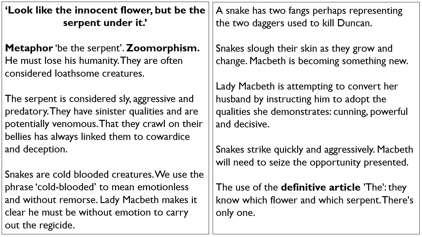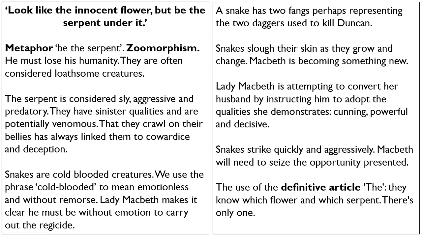A snake has two fangs, and that possibly represents the two daggers that Macbeth uses to kill Duncan, and that perhaps tells us that at that point he has become the snake. He's fulfilled that destiny. Snakes also slough their skin as they grow and as they change, so perhaps Macbeth is going to become something new in doing this.